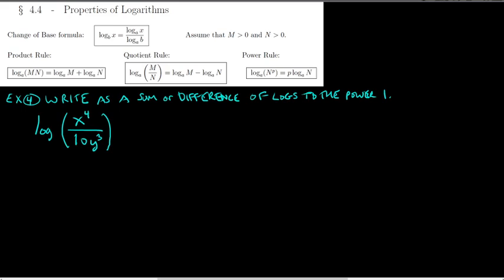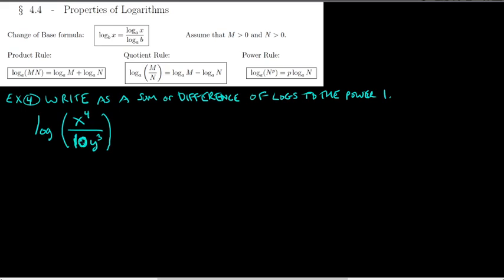Okay, so let's do another example. We want to write as a sum and difference of logs to the power 1. So the expression is log of x to the 4 divided by 10y cubed. Sorry, that almost looks like log here. This is a 0. So 10y cubed. So what's the idea here?